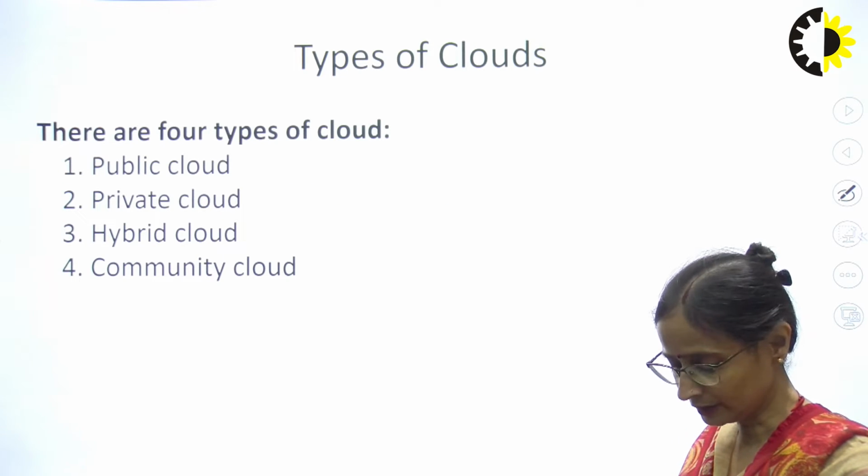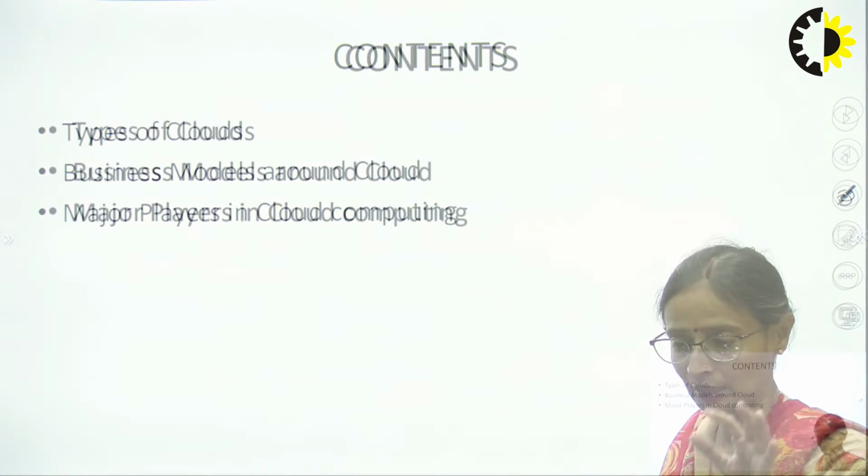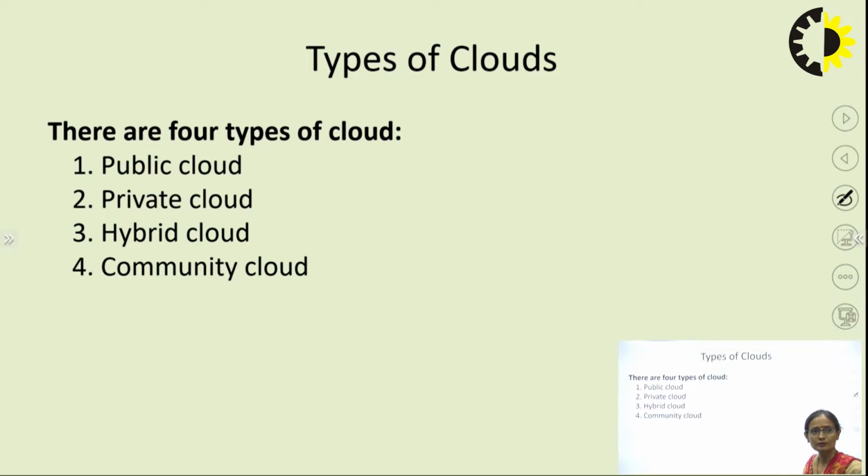So, we had already seen what is a cloud. As we are aware, in cloud we are using the services over the internet, and these services could be infrastructure based, platform based, or application based. On the basis of this, we have four different types of cloud: public cloud, private cloud, hybrid cloud, and community cloud. Depending upon the need of the organization and the behavior of the users, we have four types of cloud.